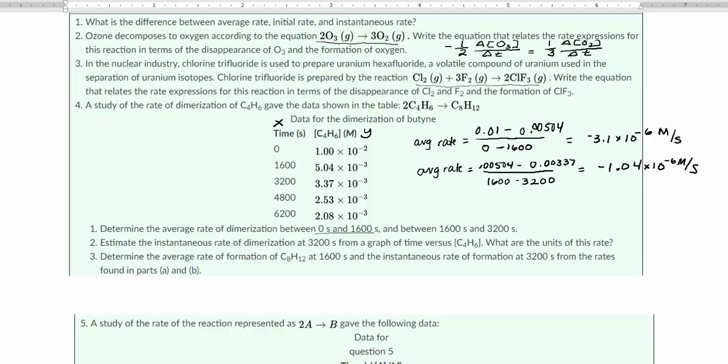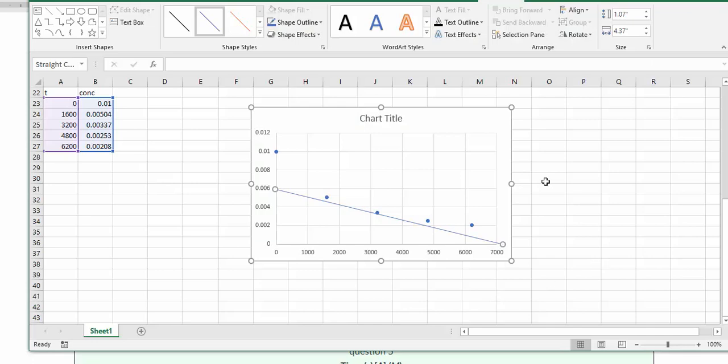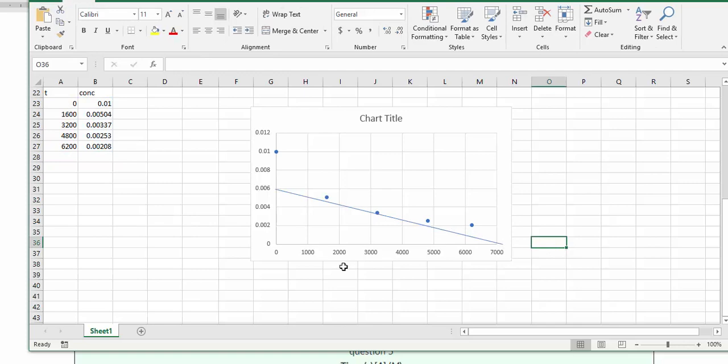Number 2, to estimate the instantaneous rate at 3200 seconds, then we need to have a graph. So here I've graphed it, and here I have inserted this tangent line. And now when I insert a tangent line, something that I find easier to deal with is to extend that tangent line to my axes, because that makes finding the slope that much easier for me, because then I have the y value I'm estimating, and they don't always work out as cleanly as this.